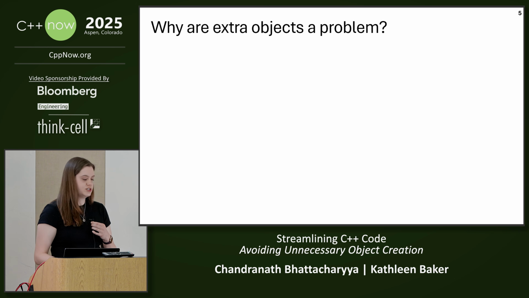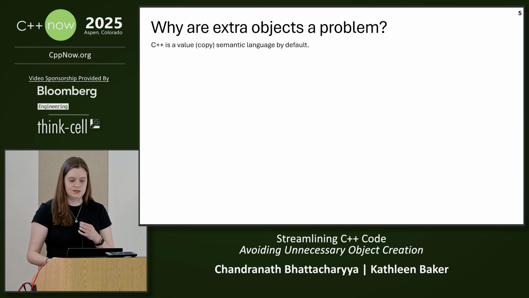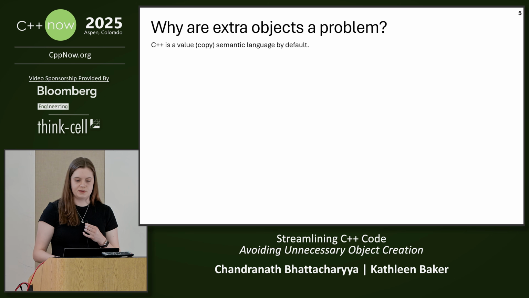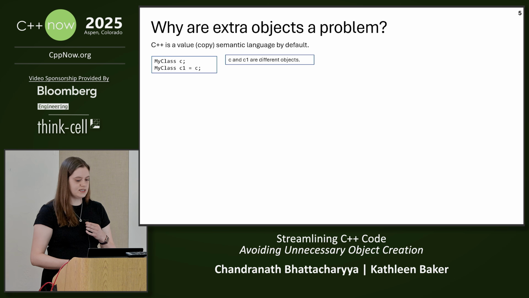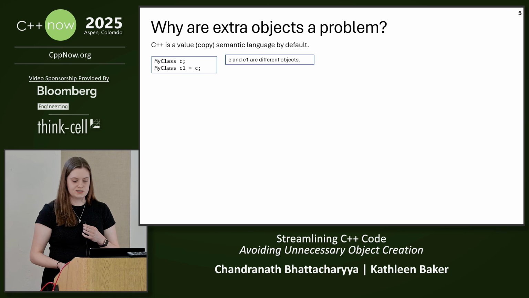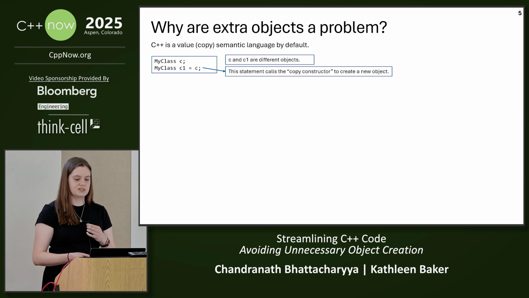Why are extra objects an issue? C++ is a value semantic language by default, which means assignment copies the value. In this example, c and c1 are different objects. The second line calls the copy constructor to create a new object. Let's assume the copy constructor has been defined for my class.